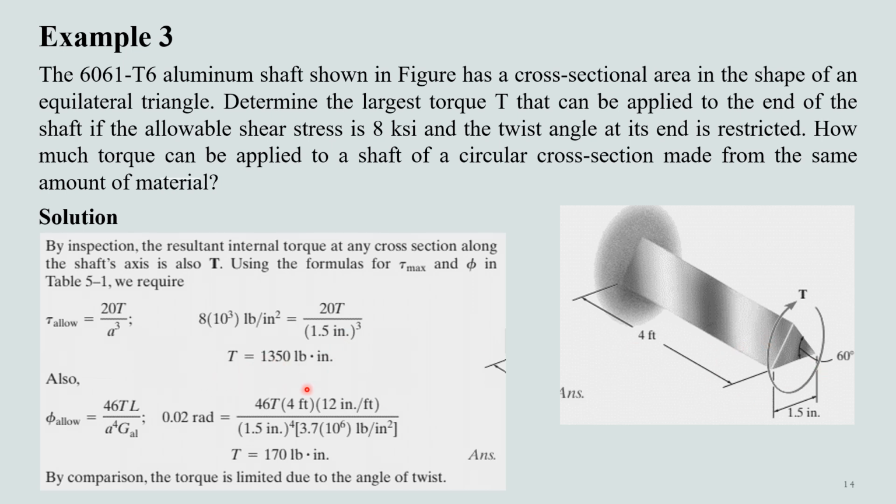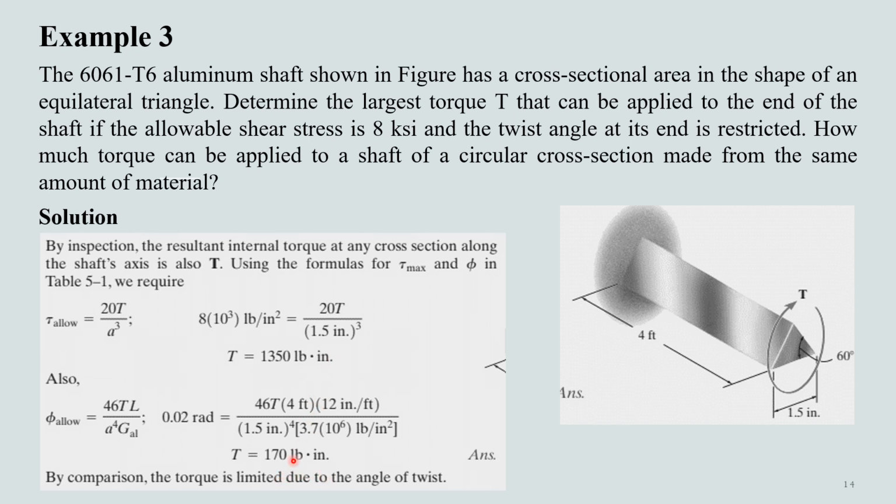So now here the torque comes out as T equal to 1350 pound-inch. Actually, the allowable stress should be equal to the maximum shear stress that can occur on this cross section, and this allowable angle of twist should be equal to the maximum angle of twist that can occur in this particular cross section. Thus, the maximum torque that can be applied based on this allowable angle comes out as 170 pound-inch.